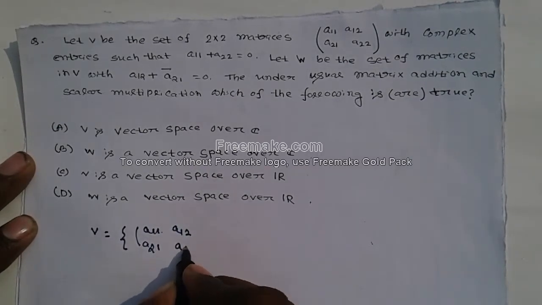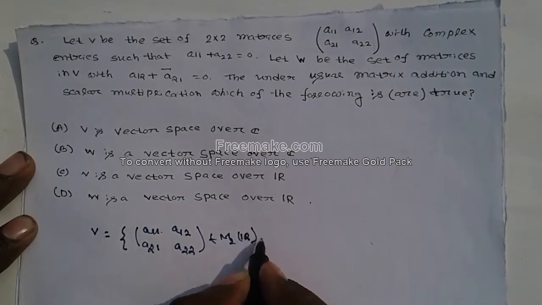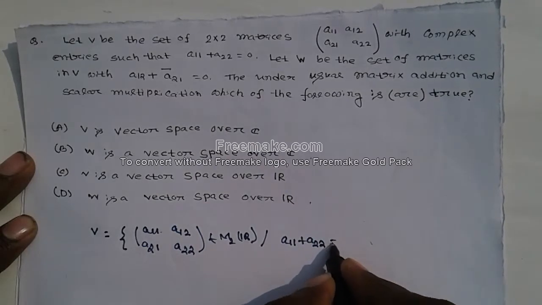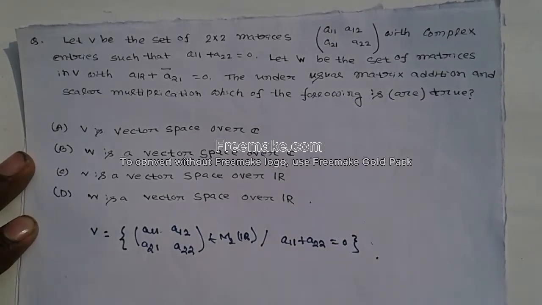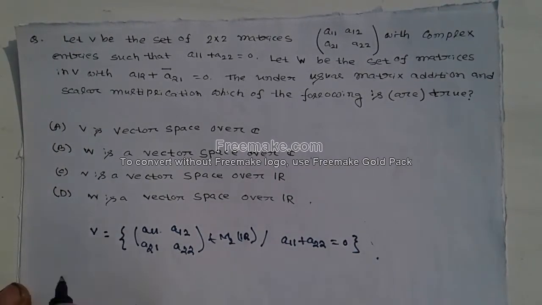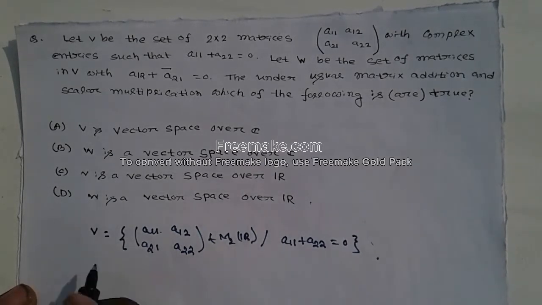Now V is the set of matrices in M2(R) such that A11 + A22 equals 0. That means the trace of the matrix is equal to 0. Now we check whether it is a vector space over C or not.